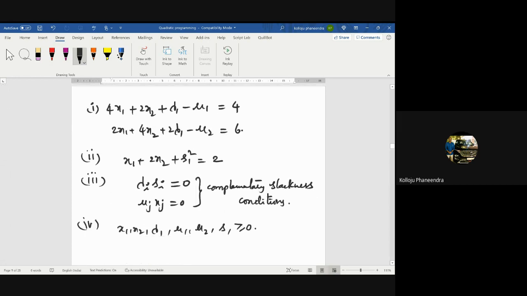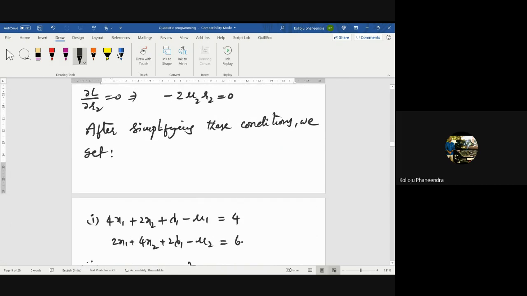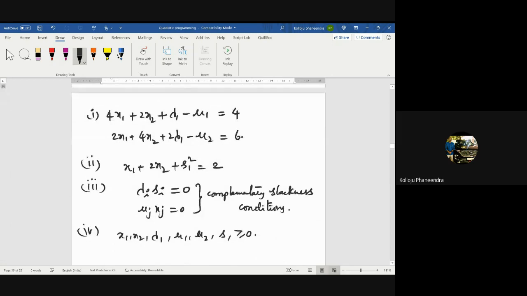Now, what do I have to do? These are the KT conditions. After simplifying this, we get the KT conditions, and I have to apply the two-phase method. Remember, in the first KT condition only we are adding artificial variables. Why artificial variables? Since there is no basic variable here, by adding one artificial variable here and here.